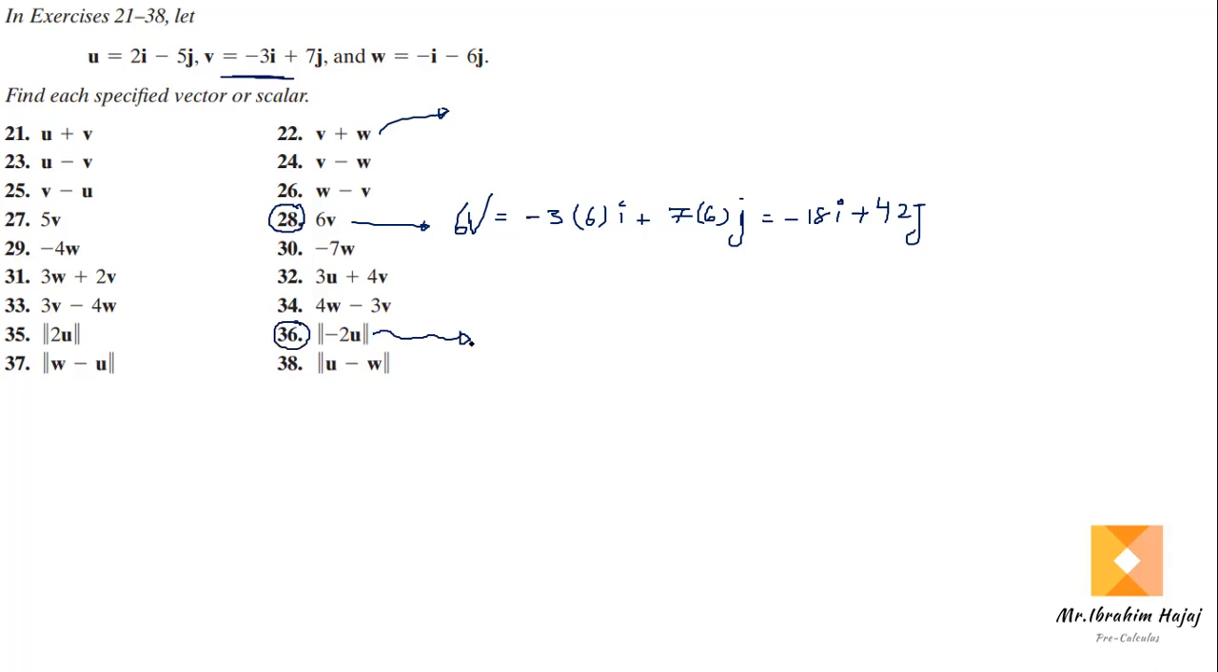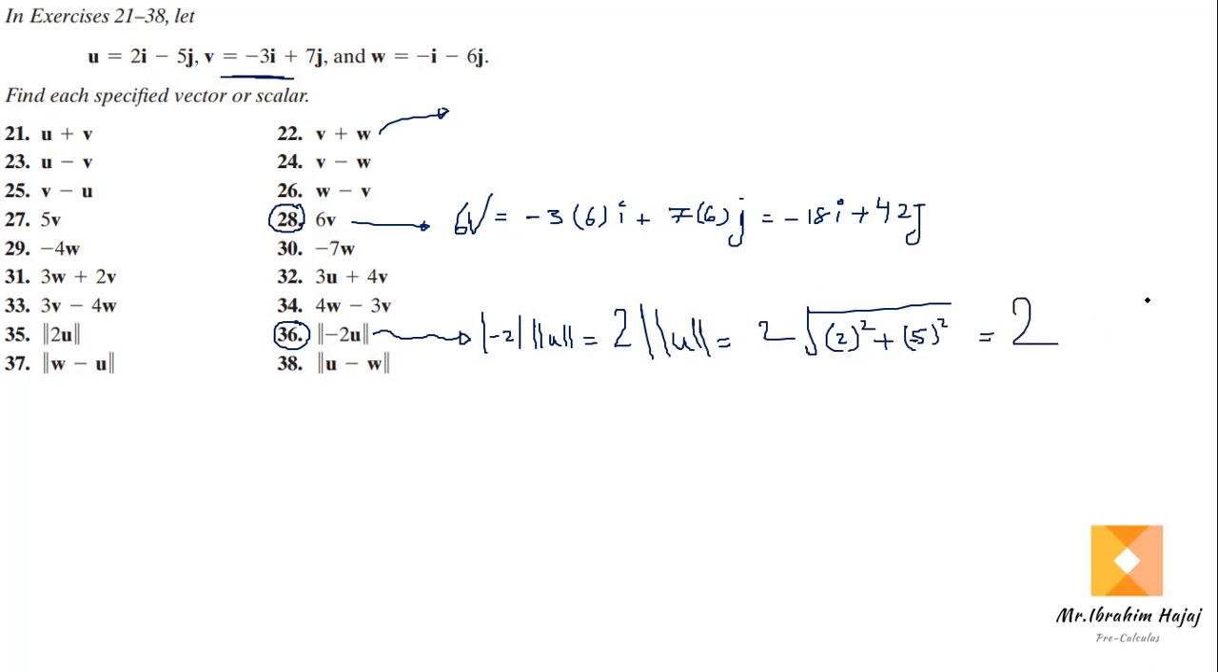Question 36: magnitude of negative 2u. You have to write it like this: the absolute value of negative 2, then the magnitude of u. What's the absolute value of negative 2? 2. Then the magnitude of u is the root of 2 squared plus negative 5 squared, which is 4 plus 25, equals 29. So the answer is 2 times square root 29.